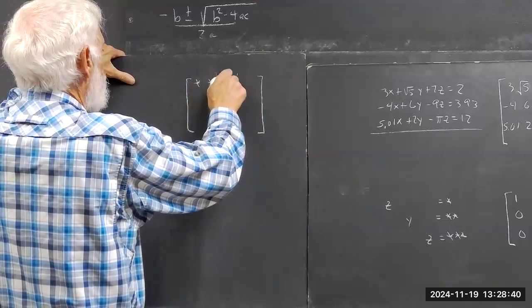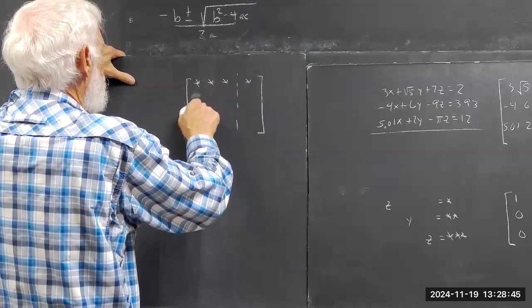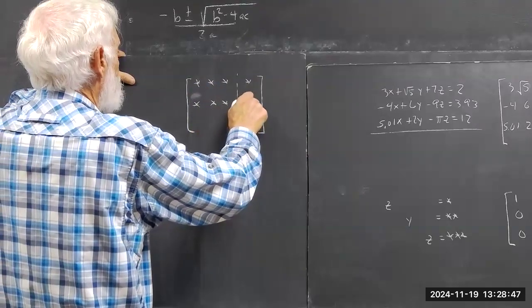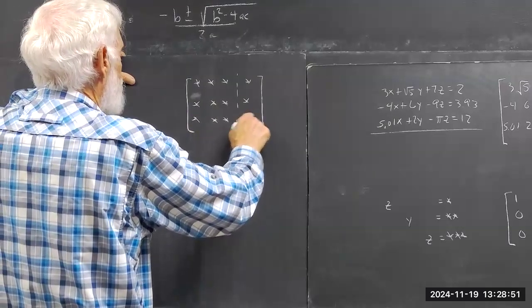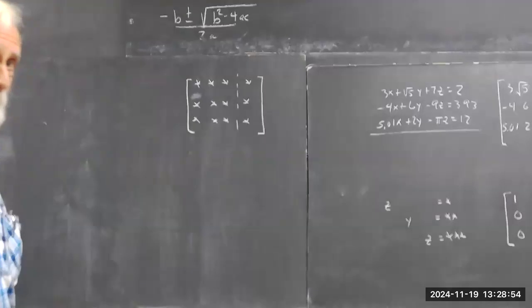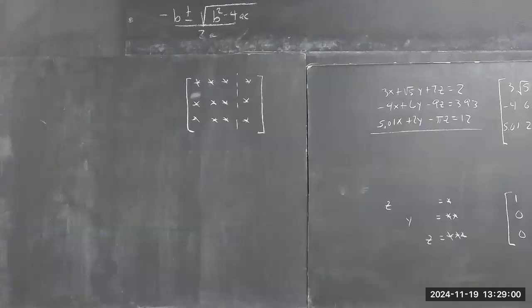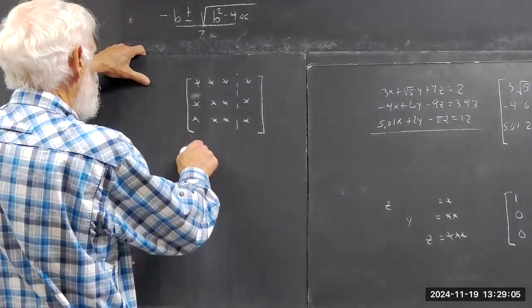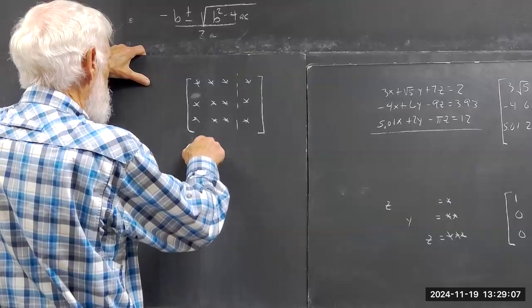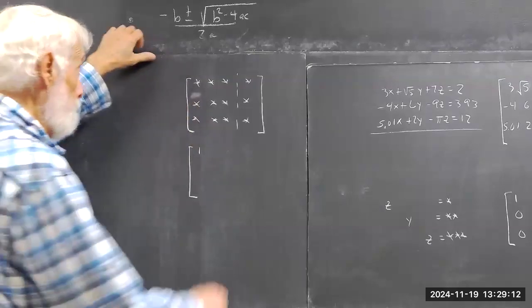Now, every one of these asterisks stands for some number. They don't all stand for the same number. If they did, it'd be a pretty trivial system. But you start out with a bunch of asterisks, and then what you want is you want to get 1 here.